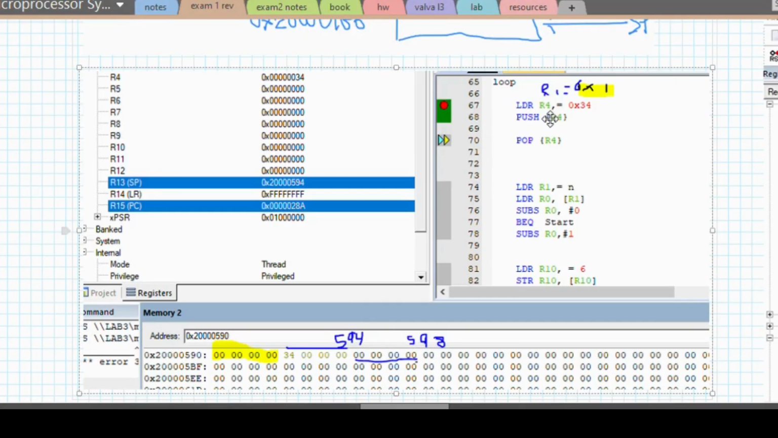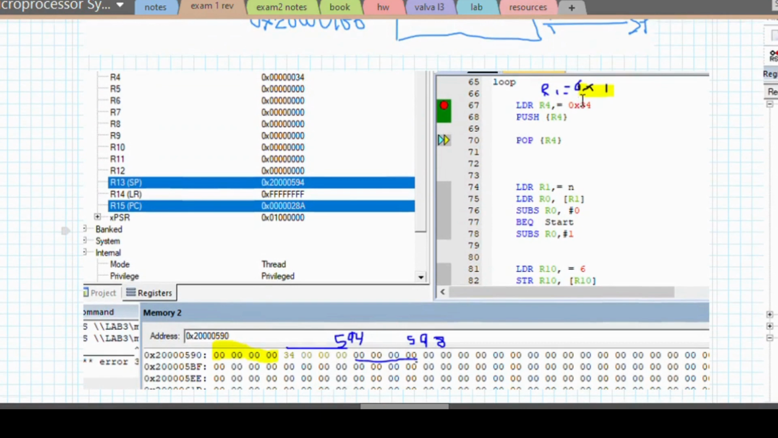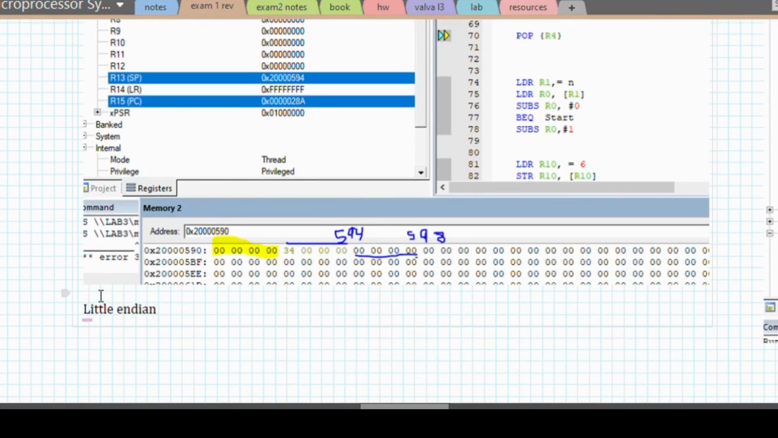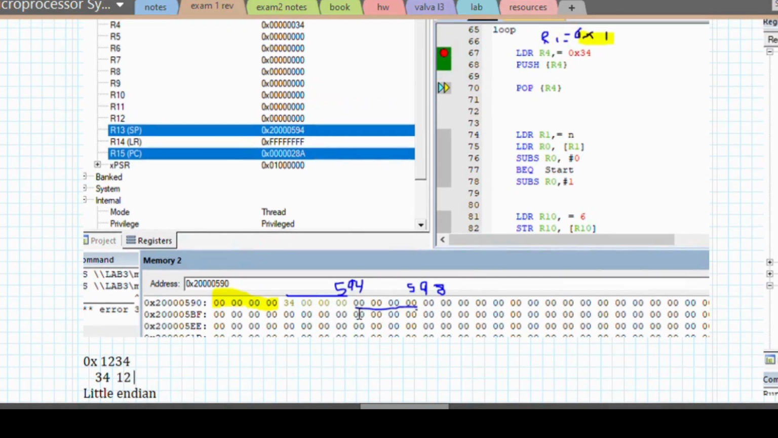And we are already committed to push, so we save this value, 34. And you see that the order looks a little bit different. This is because of little endian. You have to review that information because it's gonna look a little bit different if you had something like 0x1234. It will be saved in the memory, I believe, as 34, and then 12, and so on. So be careful with that. I think it might be in your exam, probably, or in the quiz.